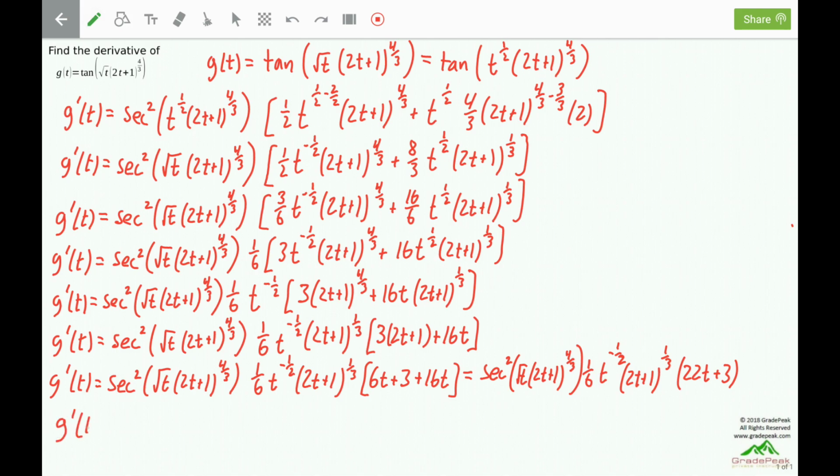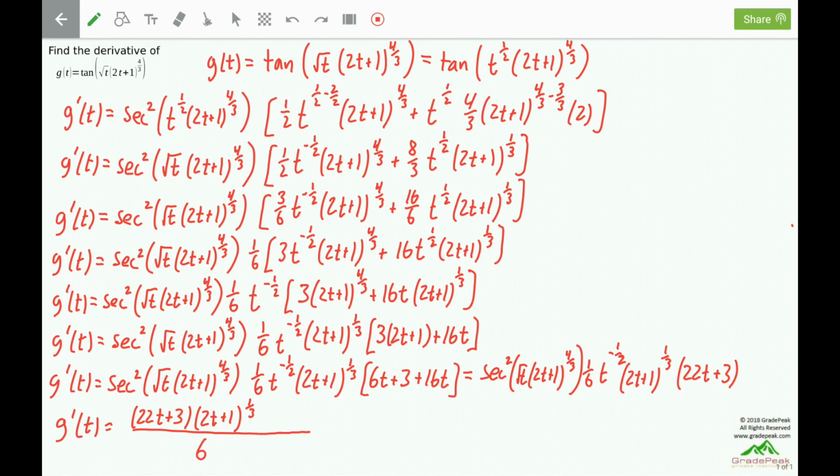So now g prime of t can be written as, now it's customary to put power functions first. So I'm going to put the 22t plus 3 first. Everything's multiplied here, so we can write that first. I have the 2t plus 1 to the 1/3. You might wonder, what about the 1/6? Well, the 1/6 means a 1 in the numerator and the 6 is in the denominator. And so that's what I'm doing. I'm going to be putting the 6 in the denominator. So the 6 is down here.